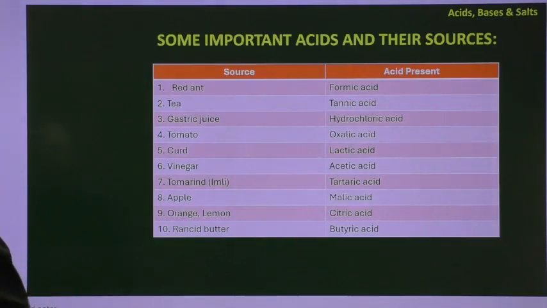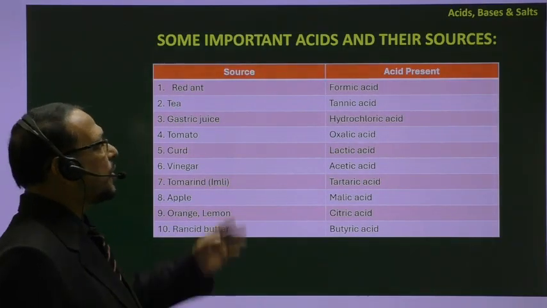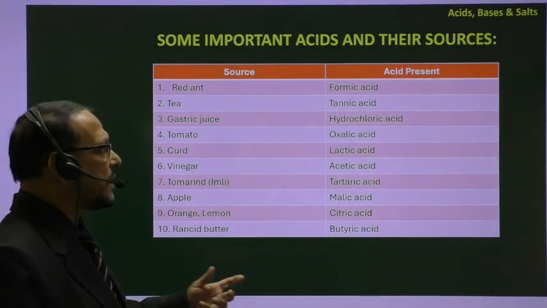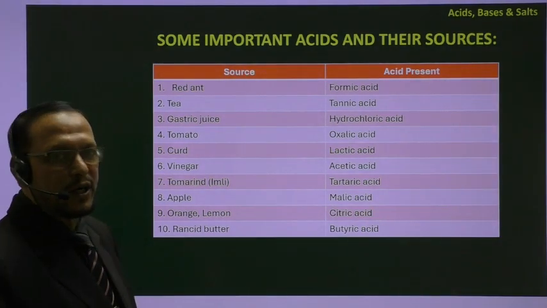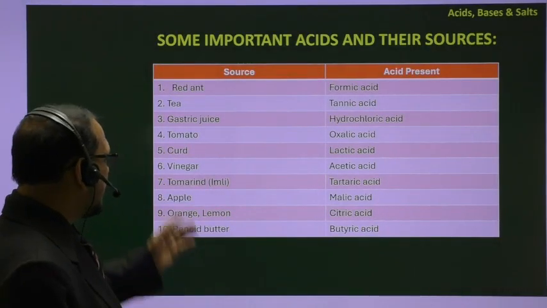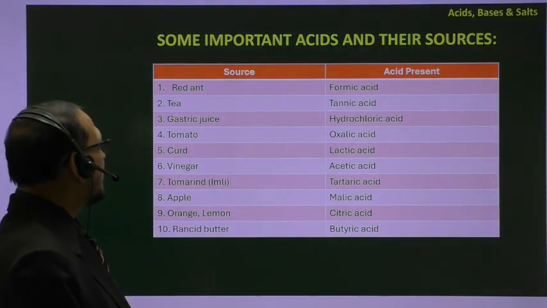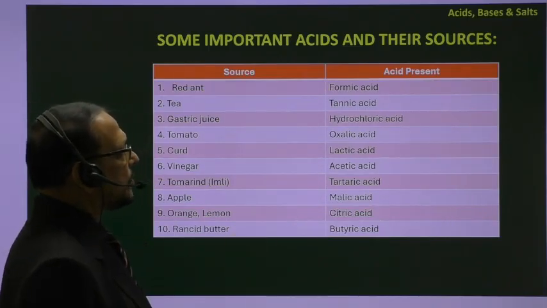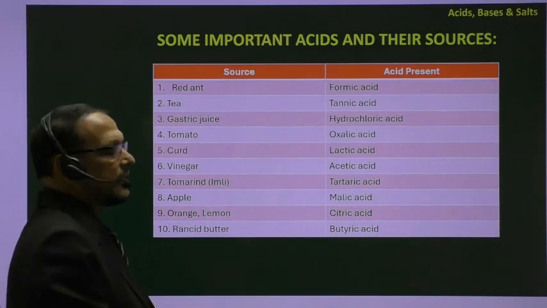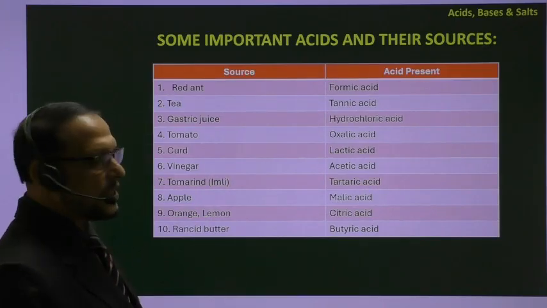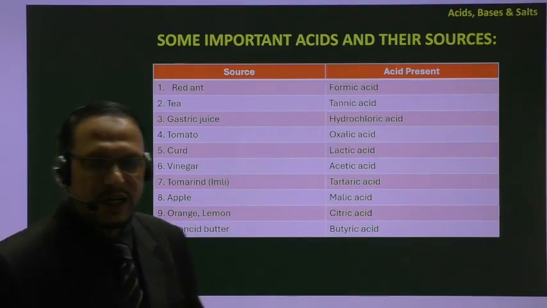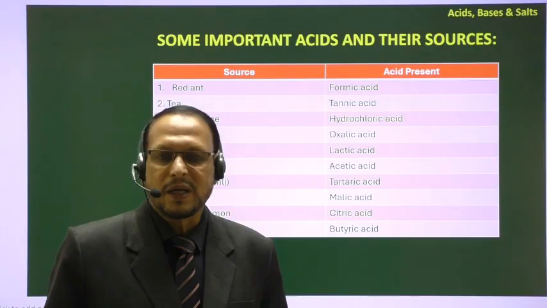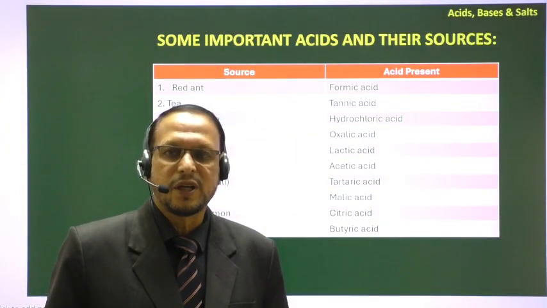Now let us come to the sources of acid. Some important acids and their sources. In the exam they used to ask which acid the tamarind contains, so we are giving some common sources of acid. Red ant contains formic acid. Tea contains tannic acid. Gastric juice contains hydrochloric acid. In our stomach, from the bowels it secretes hydrochloric acid.